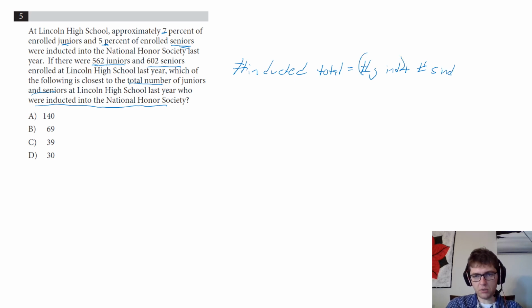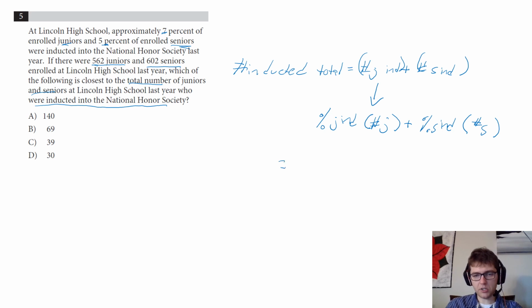Right, so juniors inducted plus seniors inducted. So what does that look like? Each of these will be the percentage of juniors inducted times total number of juniors, plus, it's the same for seniors, percentage of seniors inducted times the total number of seniors.